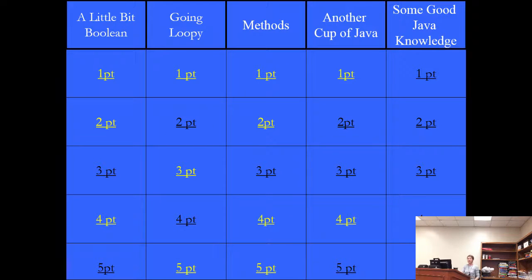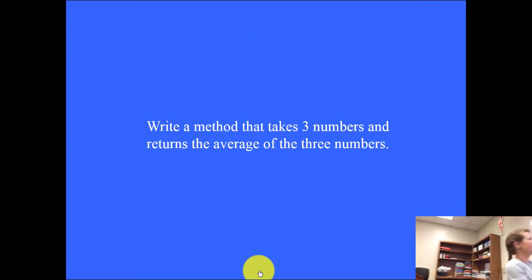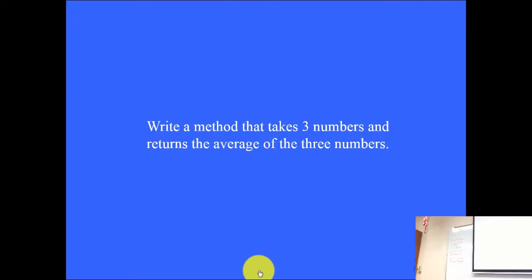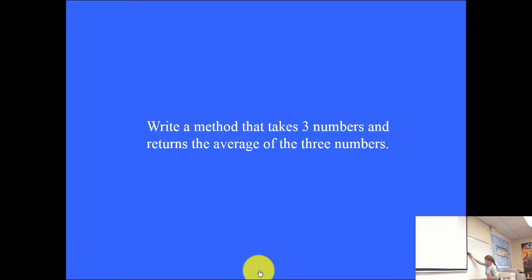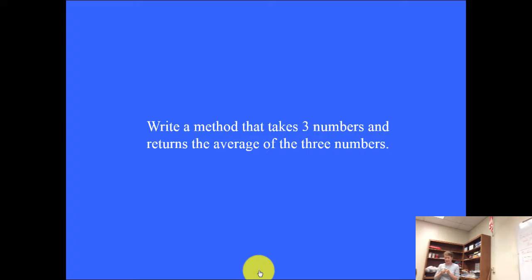All right, so this one you do have to write on the board. Write a method that takes 3 numbers and returns the average of the 3 numbers. You don't have to write the whole main, you just have to write the method. The header and everything or not? Yeah, the header. You can write it.